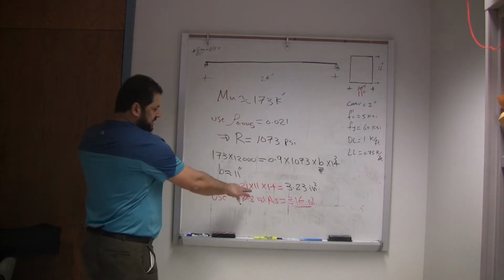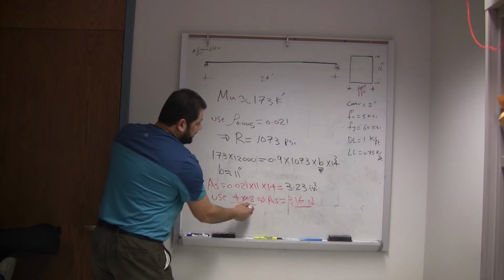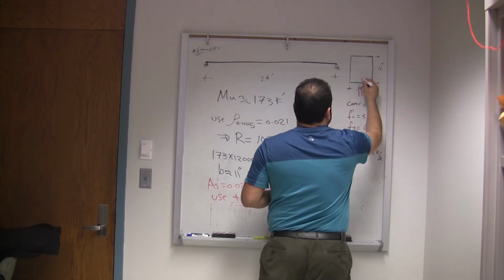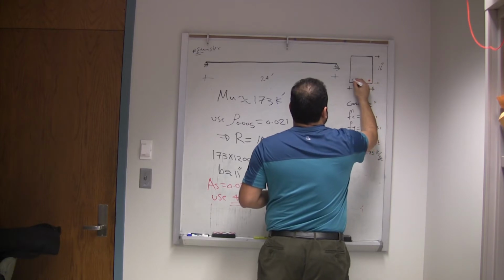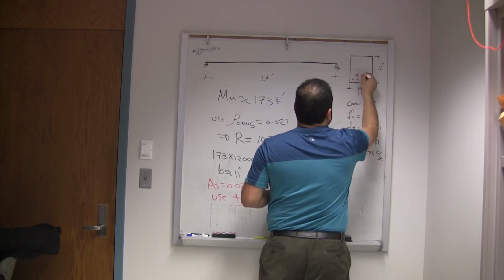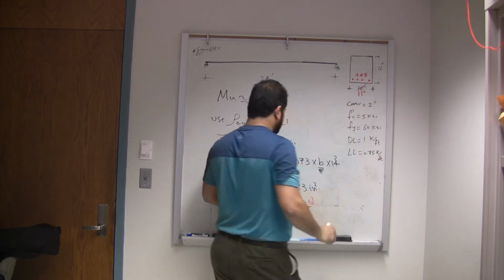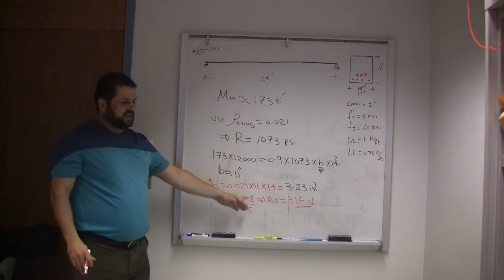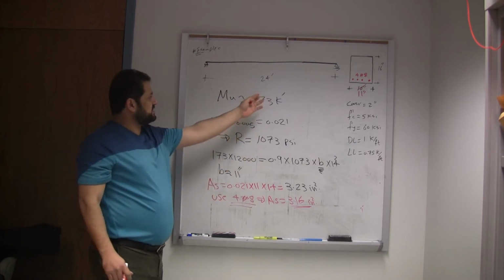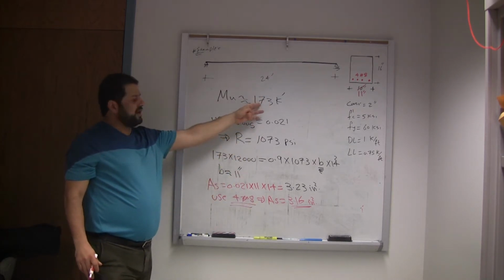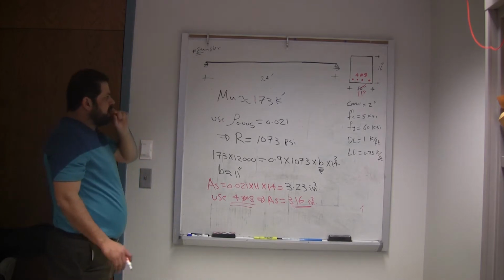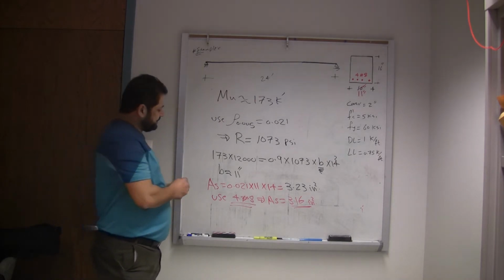Okay? So let's say that's what we have. 4 number 8. Our bars will be 4 number 8. That will give you exactly the same design strength, phi Mn will be almost the same as Mu. Okay, if you calculate the actual Mu, which is 172.8.